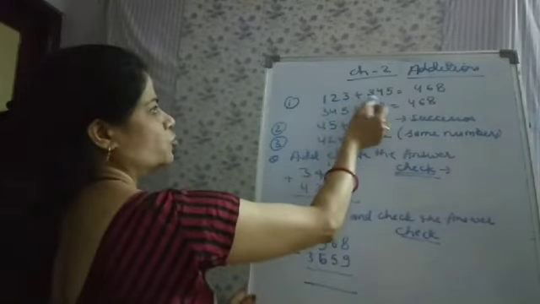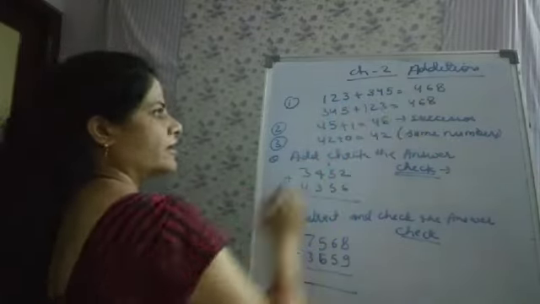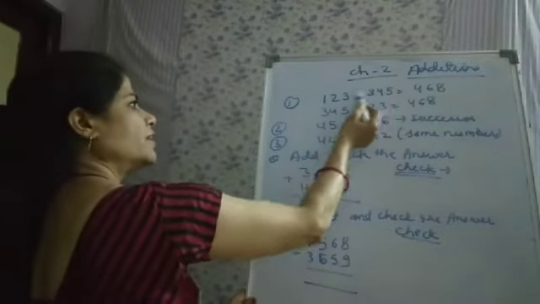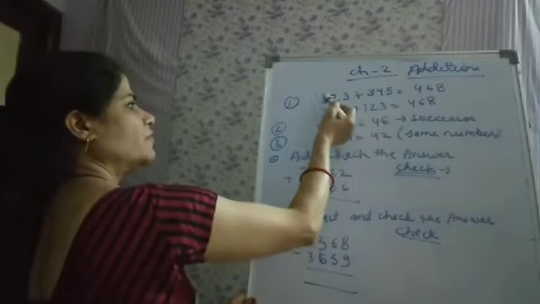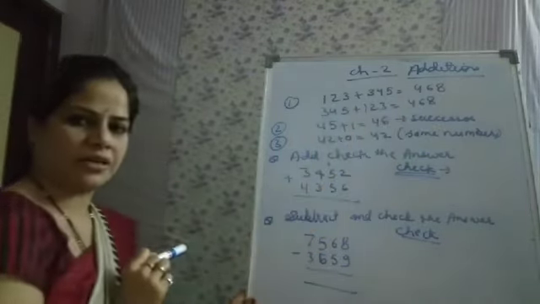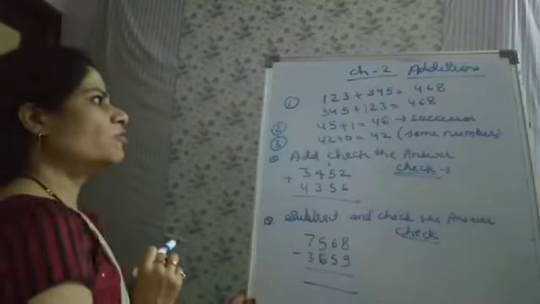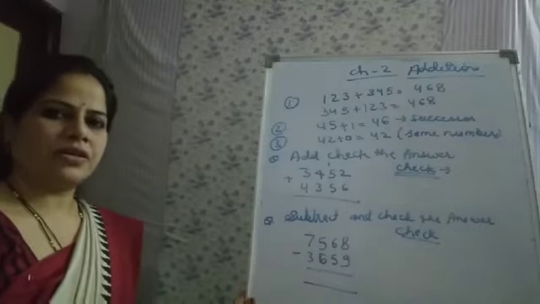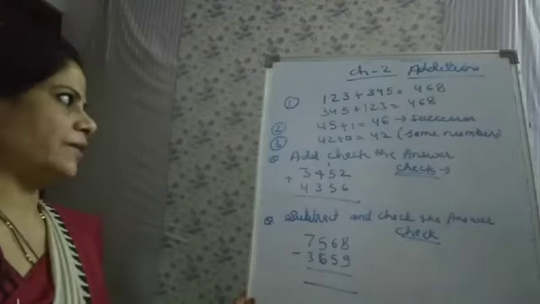If we are adding these two numbers, we are getting 468. If we change the order of the numbers, first if we write 345 and then we write 123, the number will be same, 468. The sum will remain same. So what is the first fact? When we add numbers in any order, the sum will remain same.